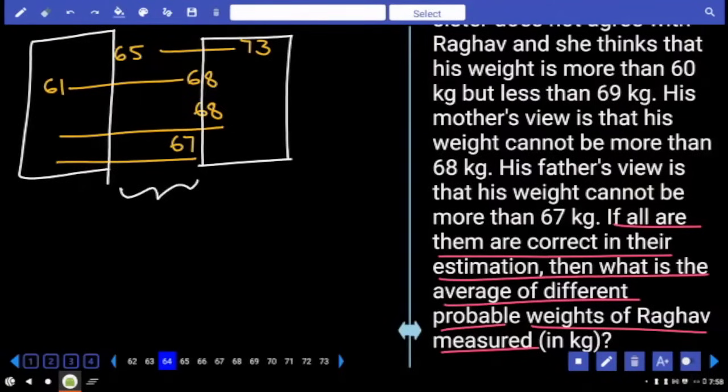What is that range? Can it be 65? 66? 67? 68? No. How many possibilities? 3. All are consecutive numbers. If they are consecutive numbers, average is middle number only. What is middle number? The question is about average only, which is 66. Followed?